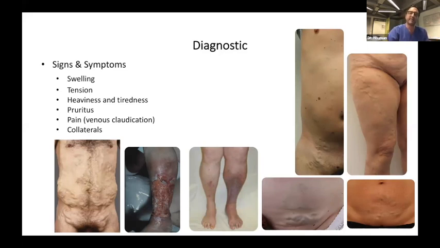So the patients really should have real signs and symptoms of chronic venous obstruction or PTS, as you can see: swelling, tension, heaviness, pruritus, and collaterals as a sign. And don't forget venous claudication. If you have a deep venous center, you see a lot of patients with venous claudication, and many of them are impaired in their daily life due to it.